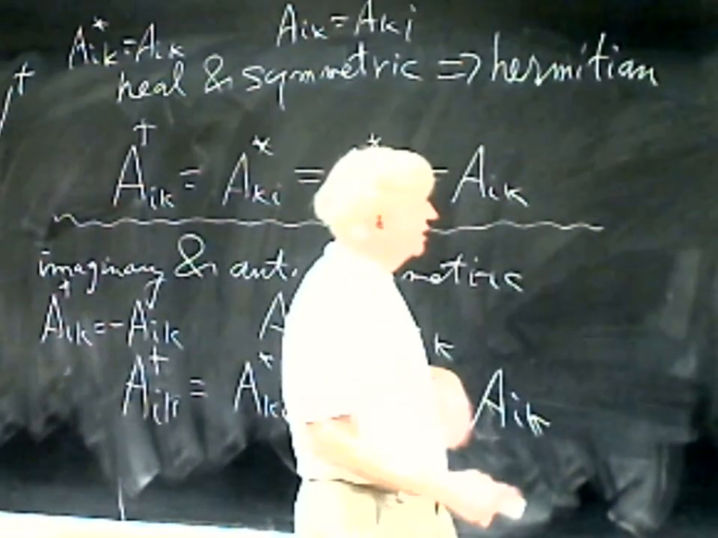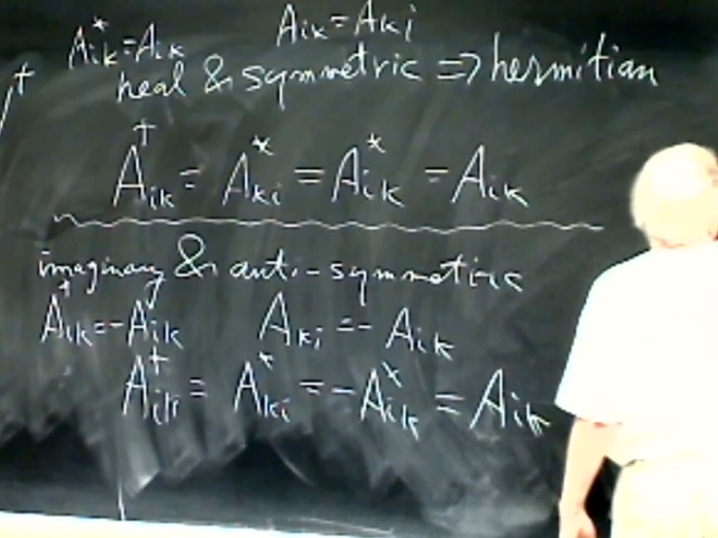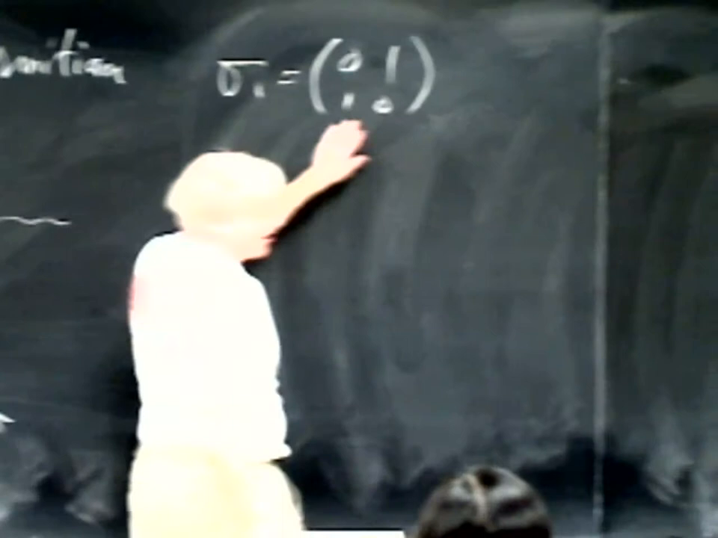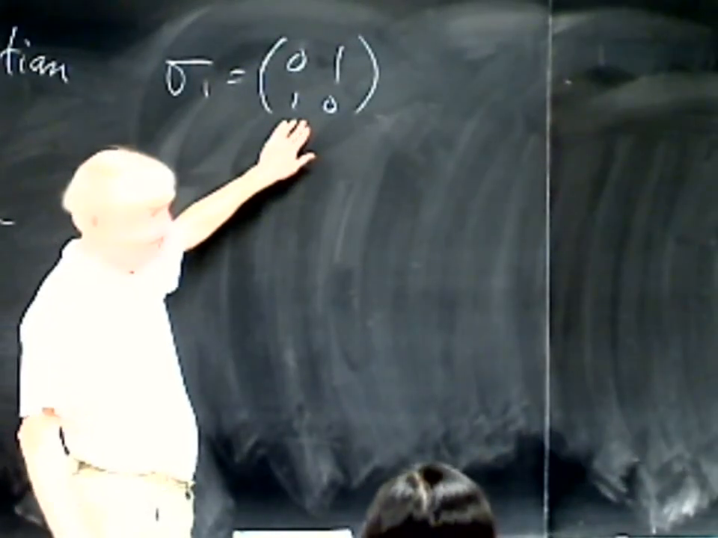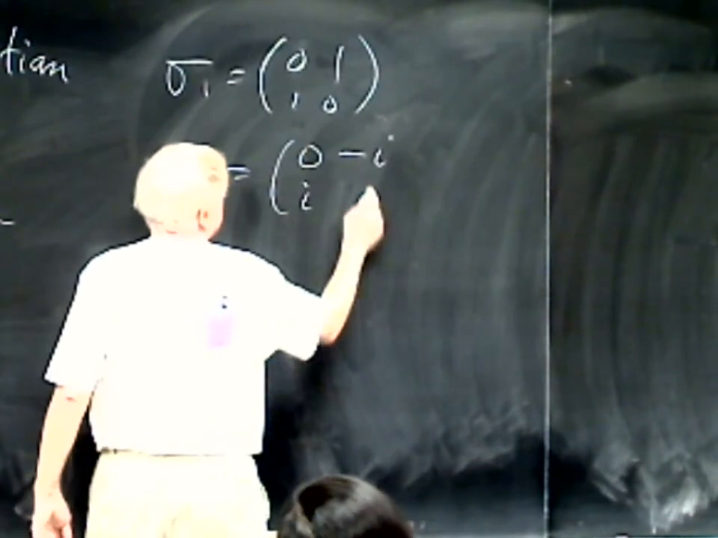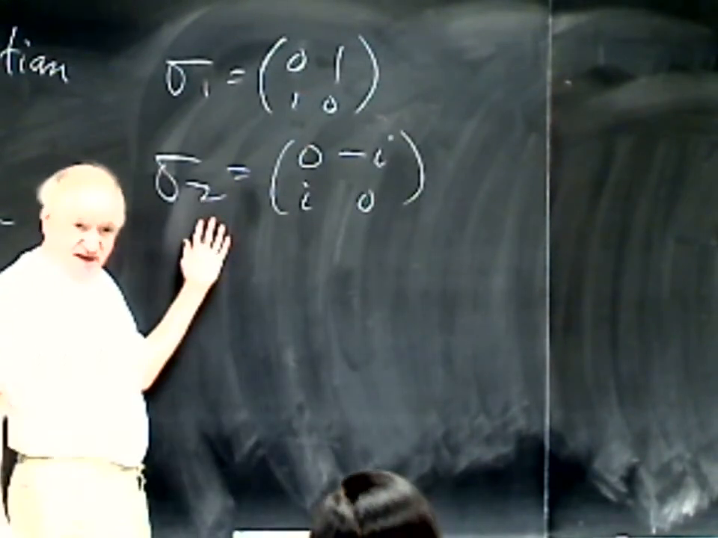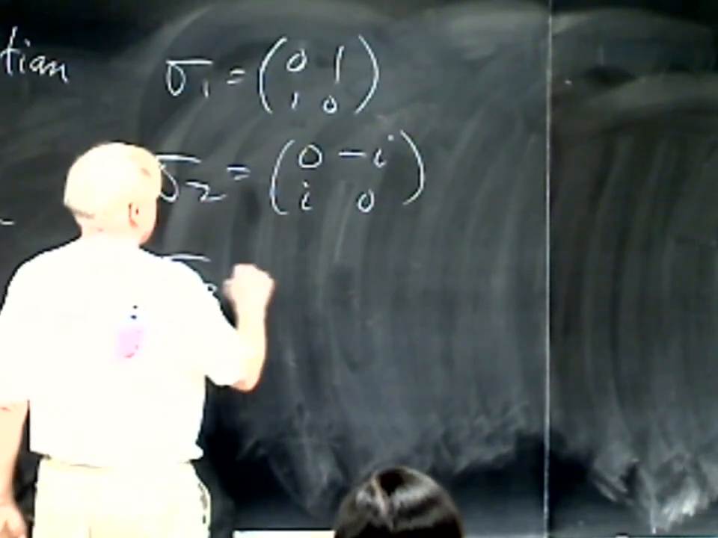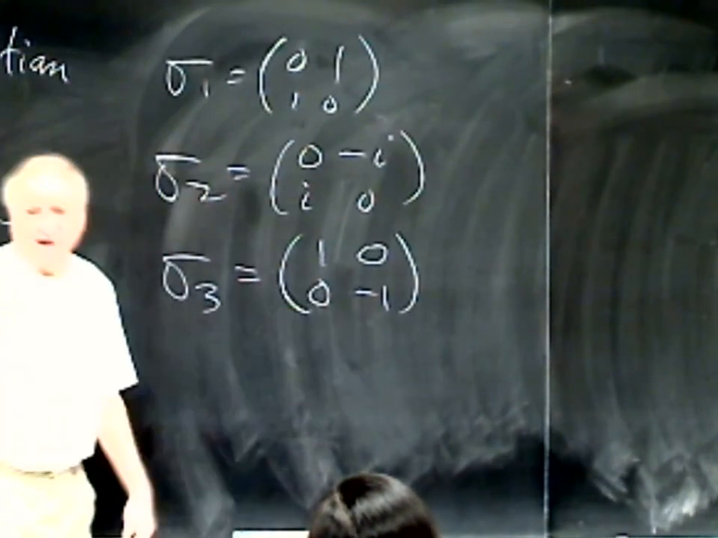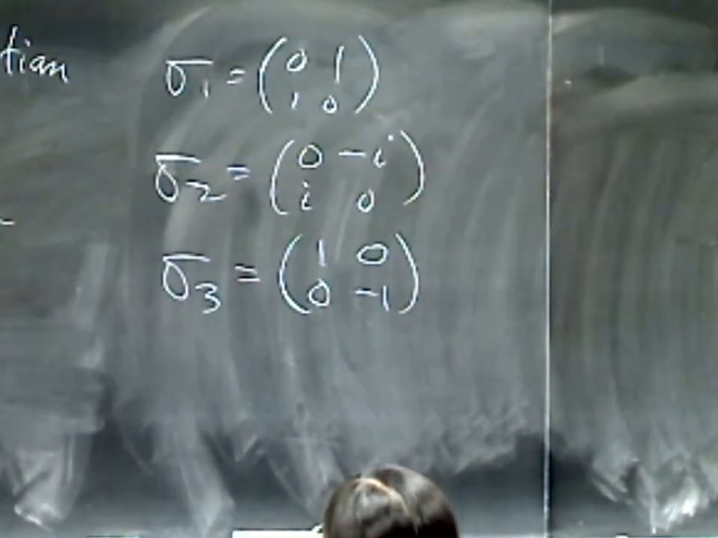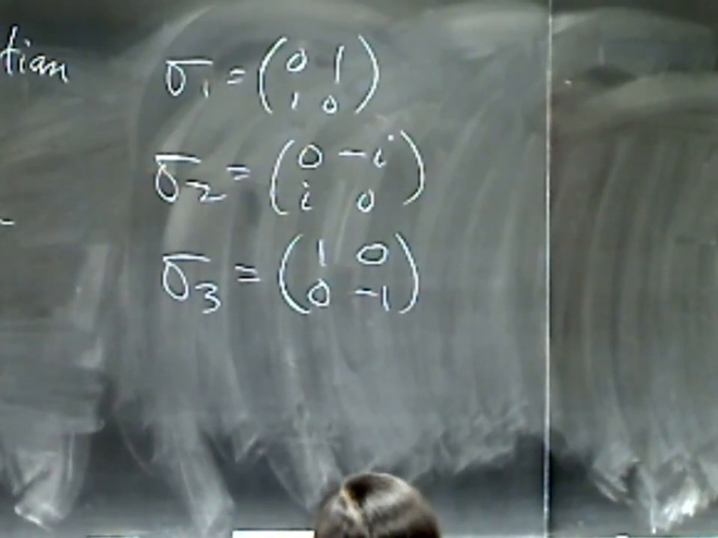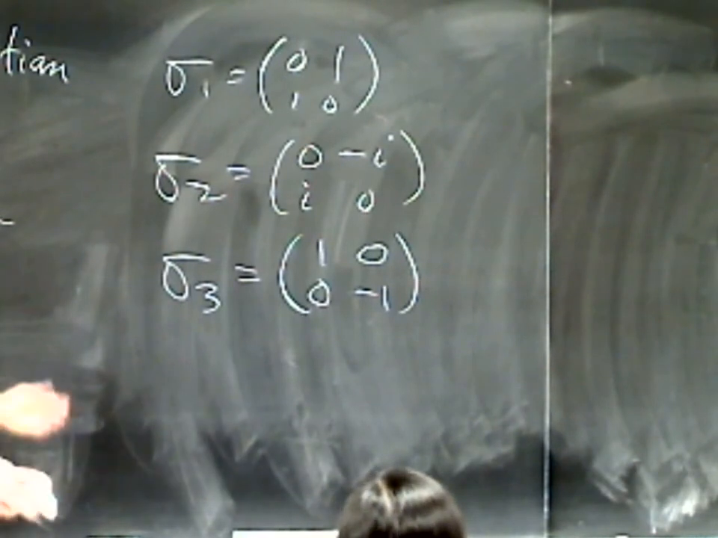about 90 years ago, when he defined the Pauli matrices. Sigma 1 is 0, 1, 1, 0. So this is real and symmetric. Sigma 2 is 0, minus i, i, 0. This is imaginary and anti-symmetric. And then the last one is sigma 3, which is just 1, 0, 0, minus 1. It's real and symmetric and in fact diagonal. And these are used to represent the spin of the electron or quark or neutrino, whatever.